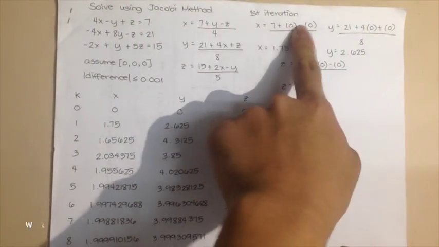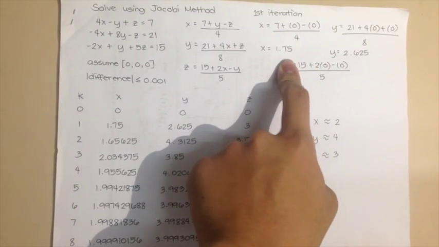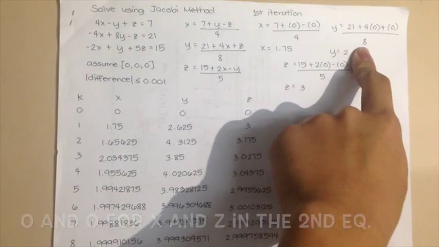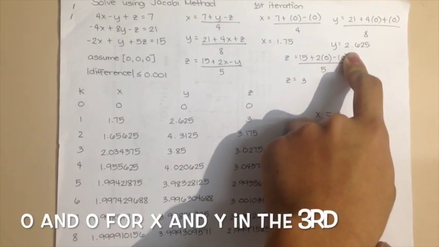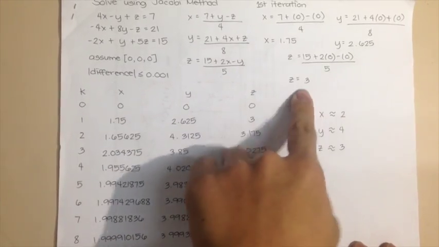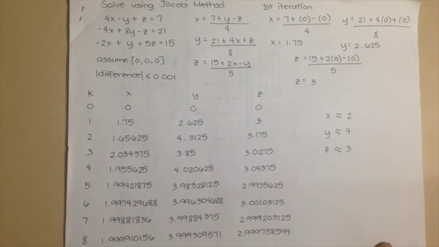So for the first iteration, your x would be 7 over 4, which is equal to 1.75. Your y would be equal to 21 over 8, which is equal to 2.625. And your z would be 15 over 5, which is 3. So here is the table for your iterations.